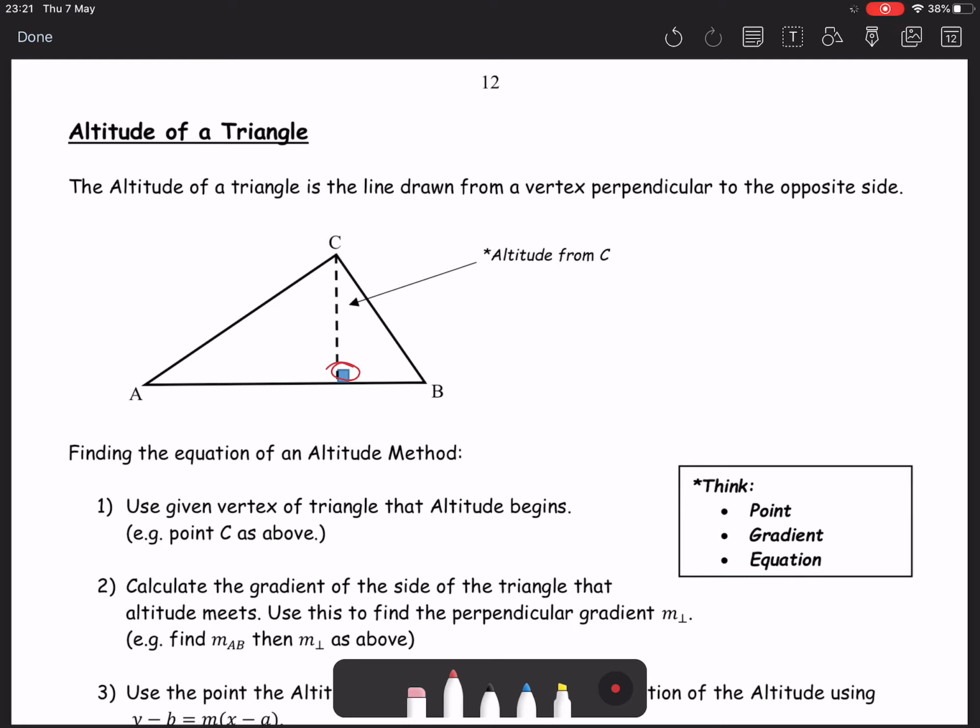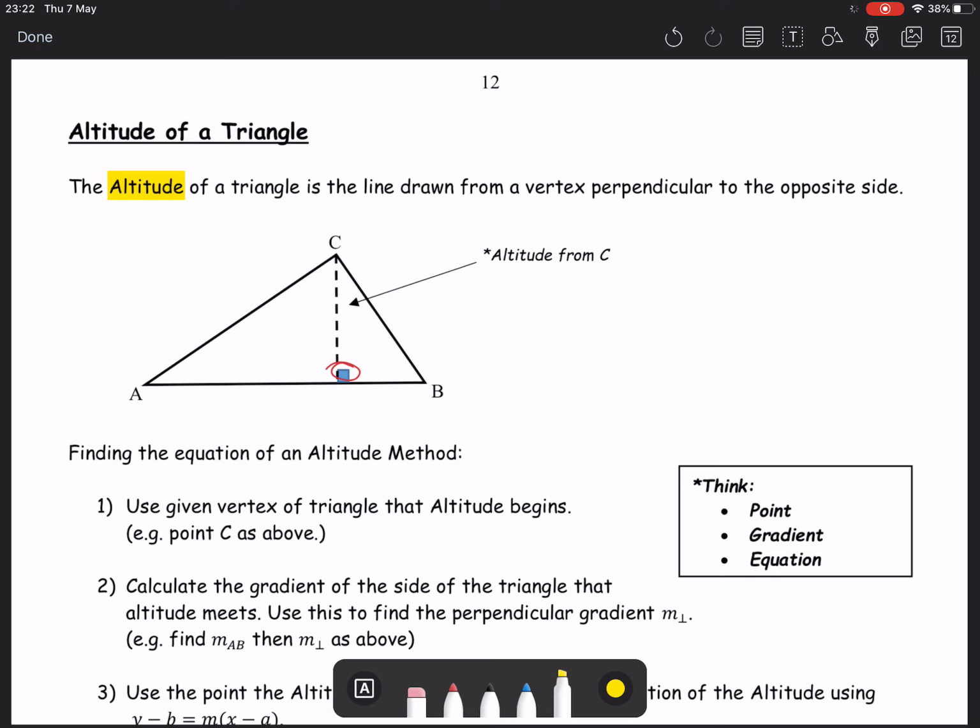The term altitude essentially comes from the height of the triangle. If you think of the altitude of a plane, it would be from the plane directly down to the ground. So this vertical line will meet the horizontal line at right angles. Okay, so it's very important to know that definition.